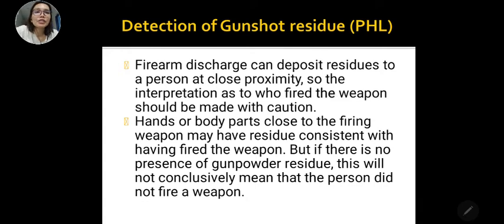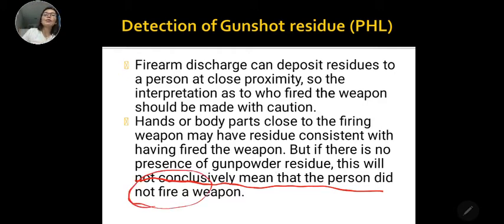Hands or body parts close to the firing weapon may have residue consistent with having fired the weapon. But if there is no presence of gunpowder residue, this will not conclusively mean that the person did not fire a weapon. So kapag walang or nag-negative siya sa gunpowder residue examination or paraffin test as we use in the Philippines, hindi ibig sabihin na kapag nag-negative siya sa paraffin test, hindi na siya nag-fire ng weapon. Bakit kaya?